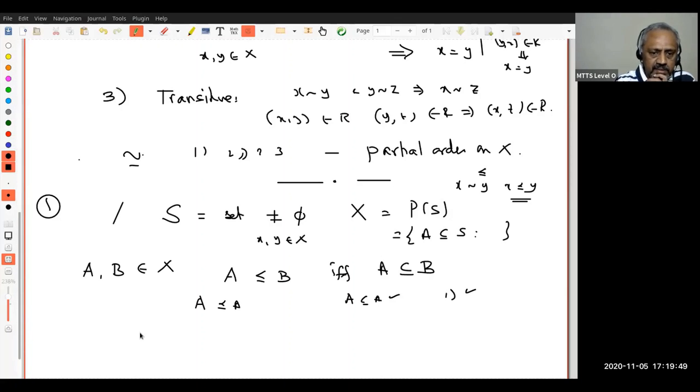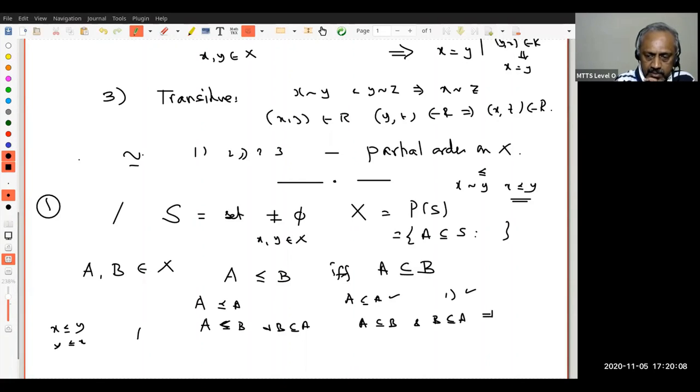And next is, if X is less than or equal to Y and Y is less than or equal to X, then you want to say X is equal to Y. Is that true? What does that mean here? If A is less than or equal to B and B is less than or equal to A, it means A is a subset of B and B is a subset of A. That means A equals B. As such, they are equal. So 2 is also true.